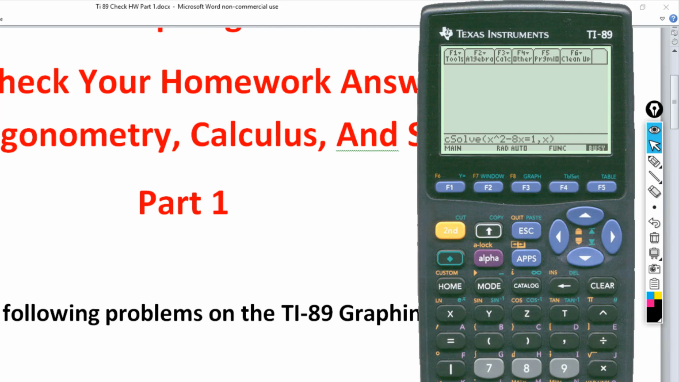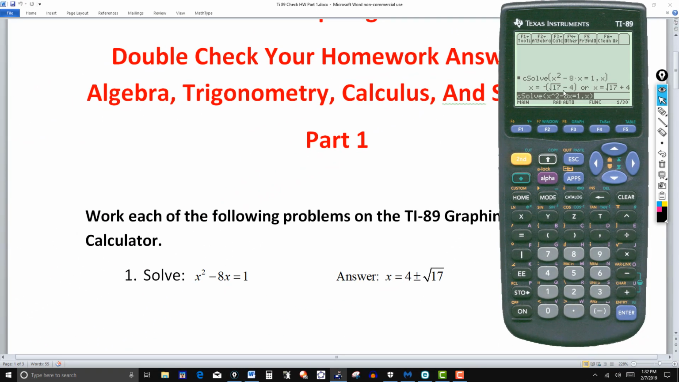It gives it to you in this form: x equals negative radical 17 plus 4, or x equals radical 17 plus 4. But you can see if I distribute the negative there, it's the same thing as this 4, and then you get the minus and the plus radical 17. Solving this manually, you could use the quadratic formula, or you can use the method of completing the square, but the calculator gives you the answer.